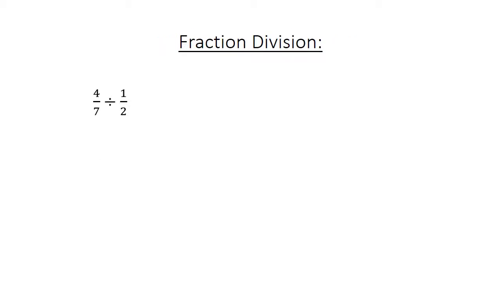Fraction division. 4 over 7 divided by 1 over 2. 4 over 7 times 2 over 1 equals 8 over 7. Equals 1 and 1 over 7.